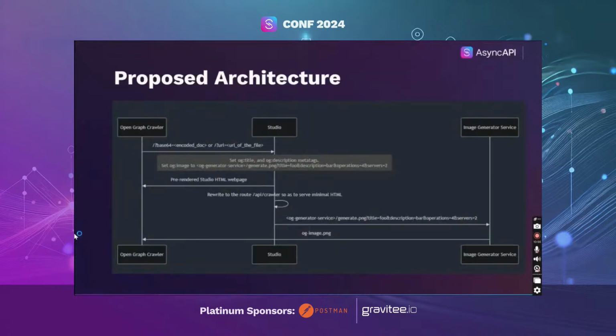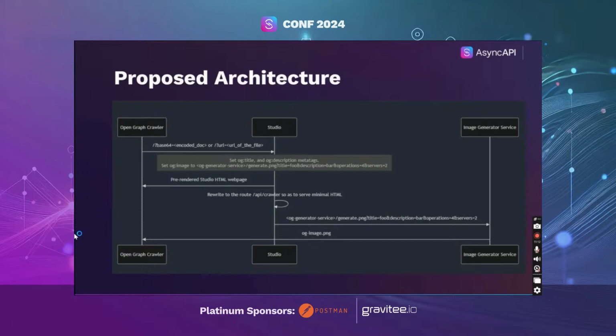So, Open Graph crawlers. How is it going to happen? Let's talk about it from an Open Graph crawler perspective. When the document is going to be shared, it's either going to be a base64 encoded doc or it's going to be the URL of the file.